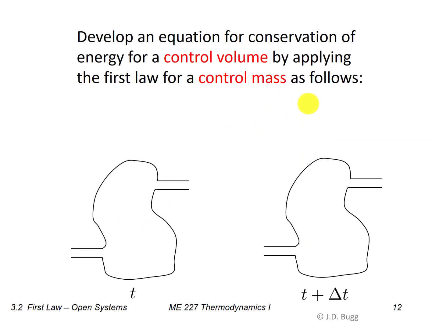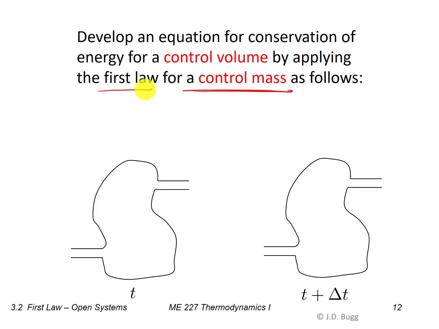Like I say, our starting point for this is going to be the equation we already have for conservation of energy for a closed system. So we're going to develop an equation for conservation of energy for a control volume, that's our new situation, by applying the first law for a control mass. So conservation of energy for a control mass.